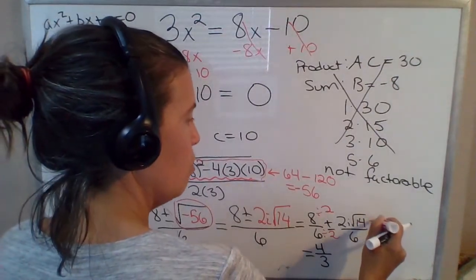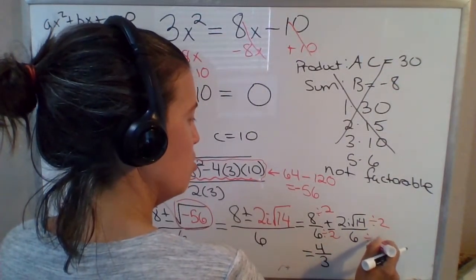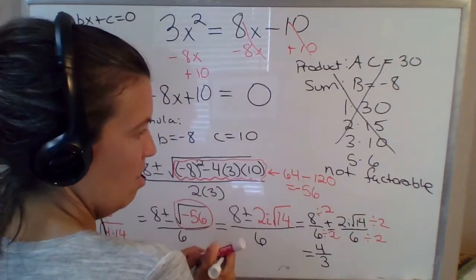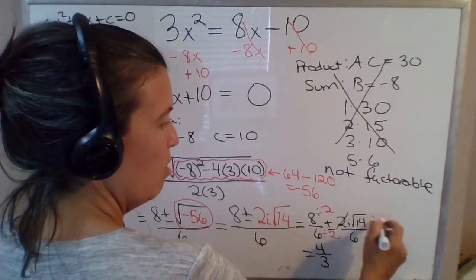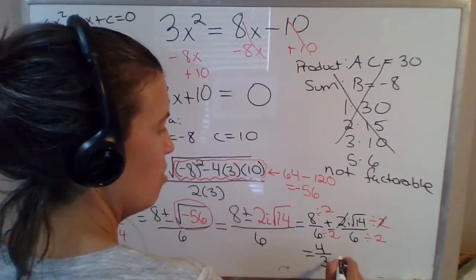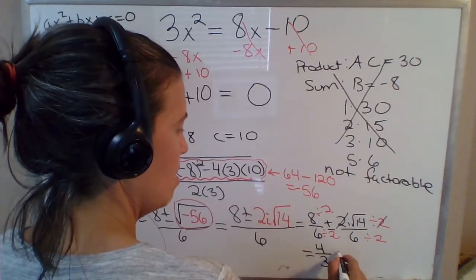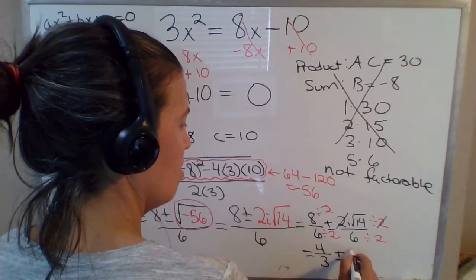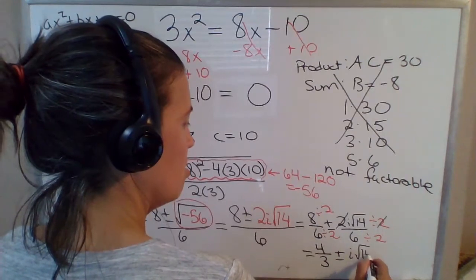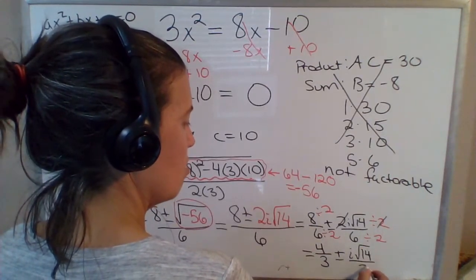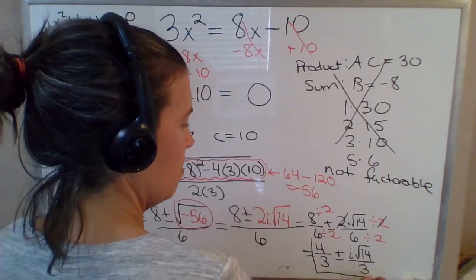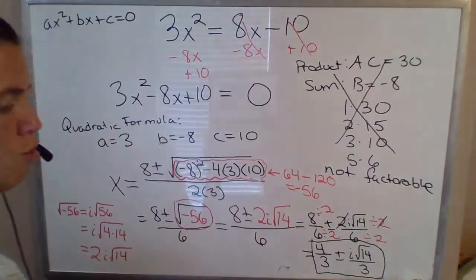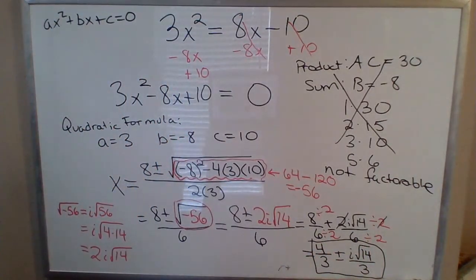Here also we can divide the top and bottom by 2. When you divide by 2 in the numerator here, that's going to cancel the 2 in front. So you'll have just, let's see, I can't forget the plus or minus, i square root of 14. 6 divided by 2 is 3, so over 3. So there's the standard form for our solutions to this equation.